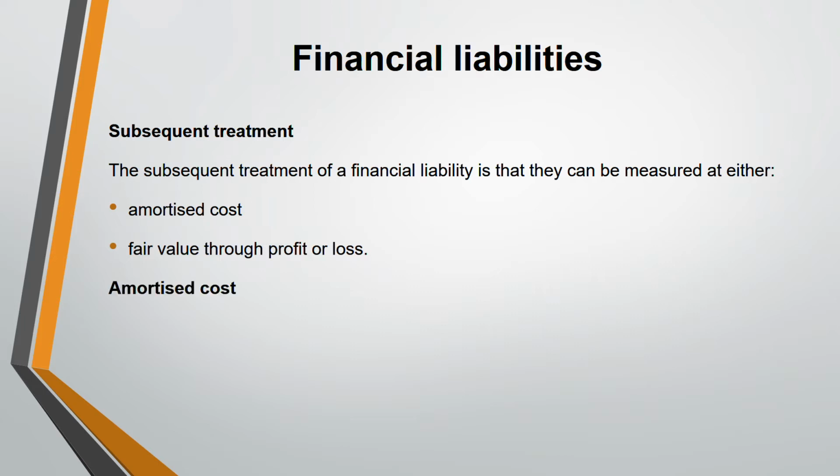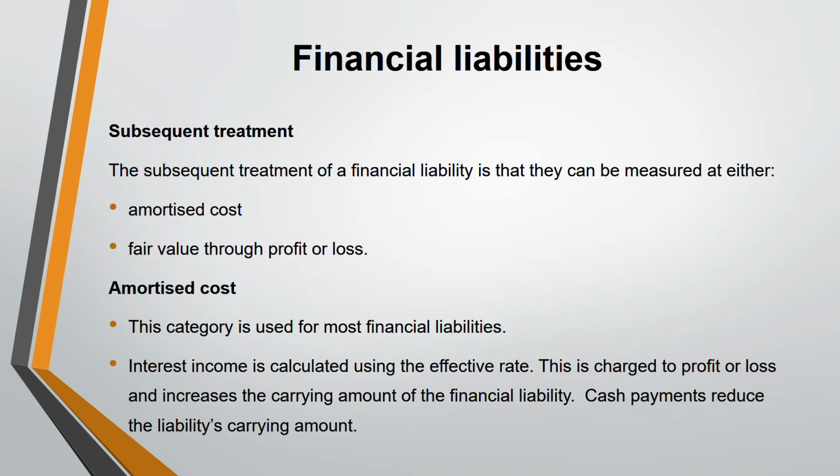So amortized cost, let us go in depth into amortized cost. This category is used for most of the financial liabilities. When you're calculating interest, remember it's a financial liability, so interest is an expense. Interest is calculated using the effective rate. The effective rate will be given. This will be charged to profit and loss, and it increases the carrying amount of the financial liability.